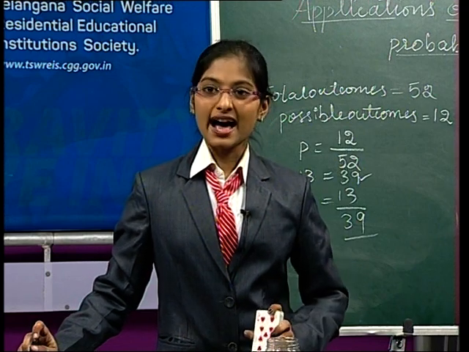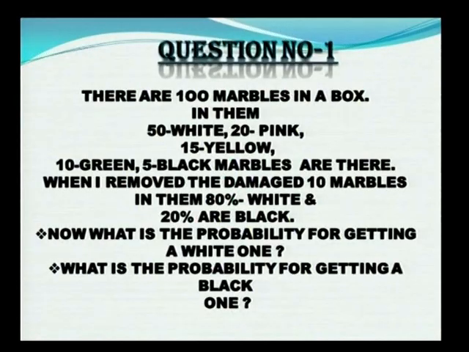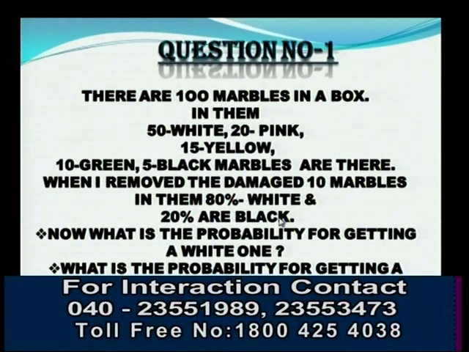And I have a question here. There are 100 marbles in a box. Among them, 50 are white, 20 are pink, 15 are yellow, 10 are green, and 5 are black. When I remove the damaged 10 marbles, 80% are white and 20% are black. Now, what is the probability of getting a white one, or the probability of getting a black one?